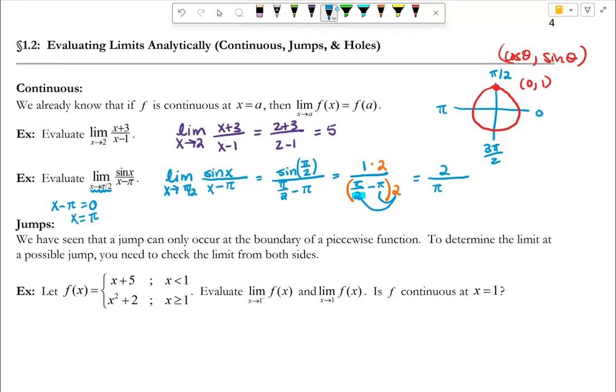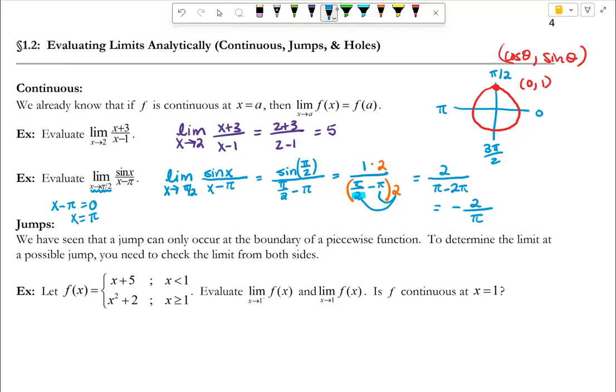So I end up getting pi minus 2 pi. Now I can just do that subtraction: 1 pi minus 2 pi is negative pi. So I can think of this as negative 2 over pi. There are a lot of ways to get to that final answer. You might have done it differently, but we need to make sure that we can simplify that.